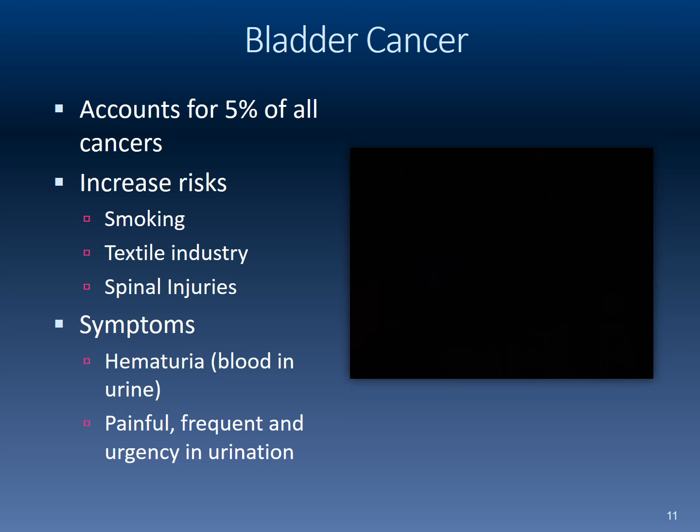There is no easy screening for bladder cancer, and experts urge people to pay attention to the signs of bladder cancer, which develop in some 23,000 Americans each year. Bladder cancer accounts for 5% of all cancers. Increased risk of bladder cancer includes smoking, textile industries, and spinal cords. The most common symptom is hematuria, which is blood in the urine, and painful frequent urination. Let's take a moment to watch this video on bladder cancers.